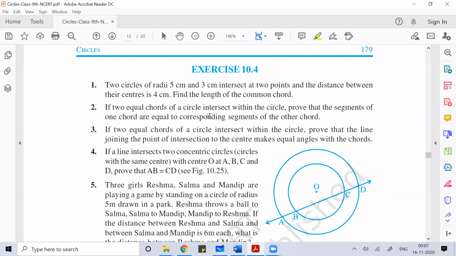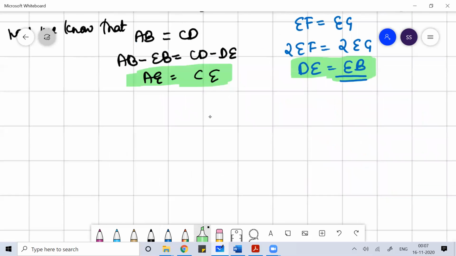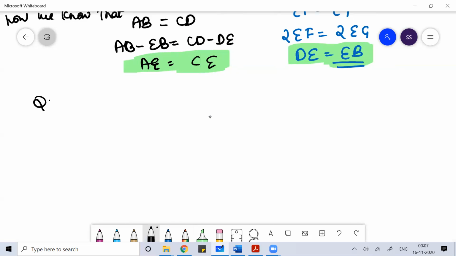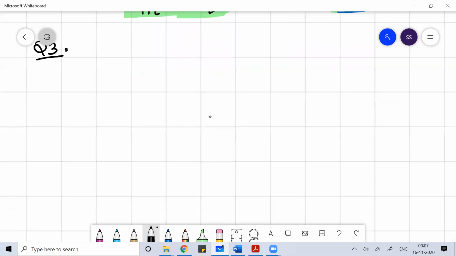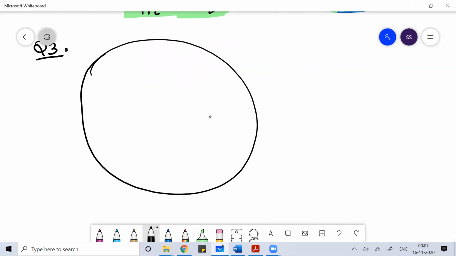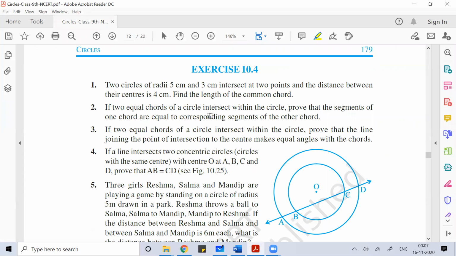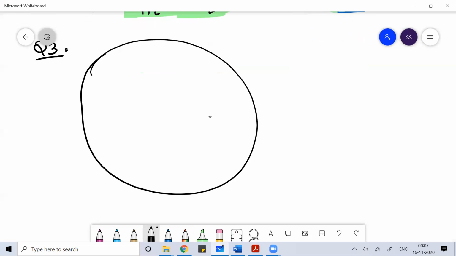So question number three. If two equal chords of the circle intersect within the circle, prove that the line joining the point of intersection to the center makes equal angles with the chords. Let me solve question number three. So if this is a circle, and two equal chords intersect within the circle.